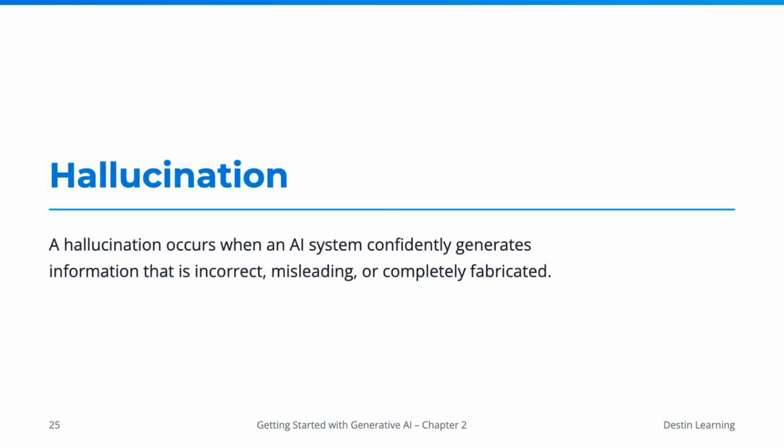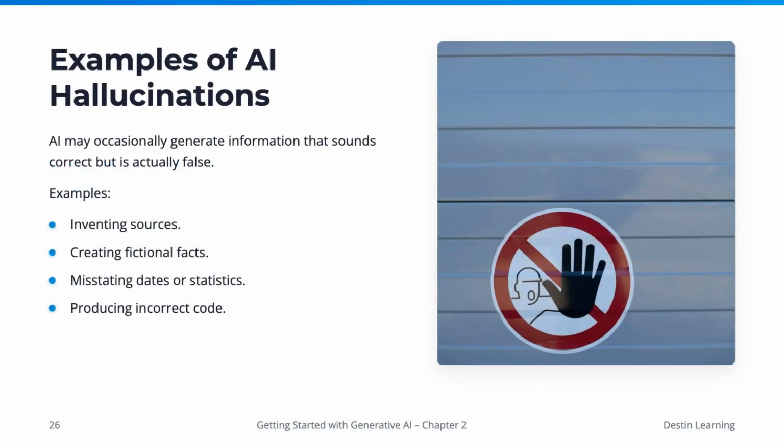A particularly important limitation to understand is what we call hallucination. A hallucination occurs when an AI system confidently generates information that is factually incorrect, misleading, or even completely fabricated, presenting it as if it were true. This is not intentional deception by the AI, but rather a byproduct of its pattern-matching nature, where it generates plausible-sounding but false information. To illustrate AI hallucinations, consider these examples.